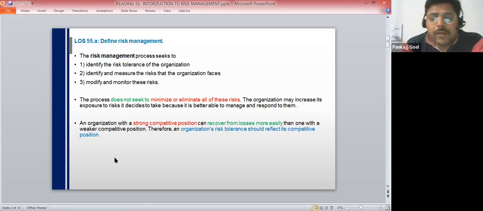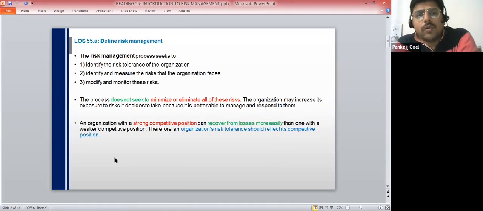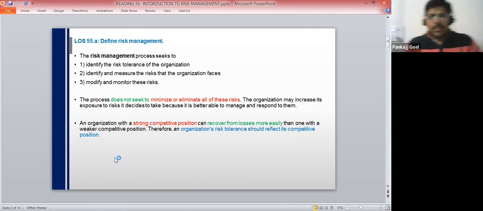So let me talk about the next reading that is related to risk management. How can we manage the risk? And again, we have to talk about the corporate risk management. So we will try to do these two things.